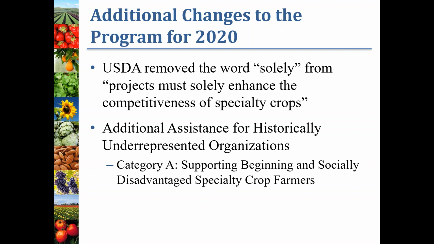CDFA has added the additional assistance for historically underrepresented organizations category. The first funding category is supporting beginning and socially disadvantaged specialty crop farmers. The priorities build on the equipping category, but are designed to specifically address the challenges of California's beginning and socially disadvantaged specialty crop farmers.